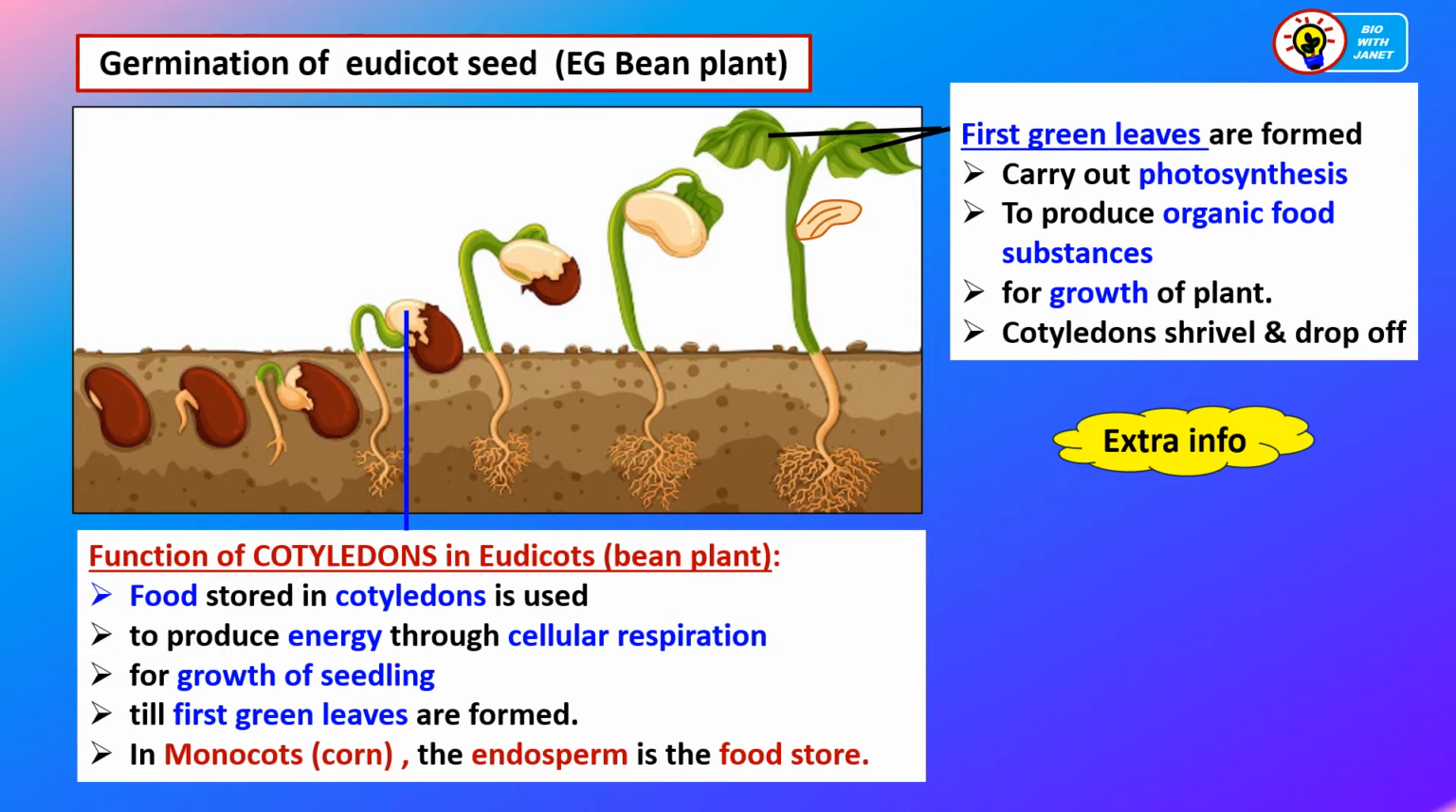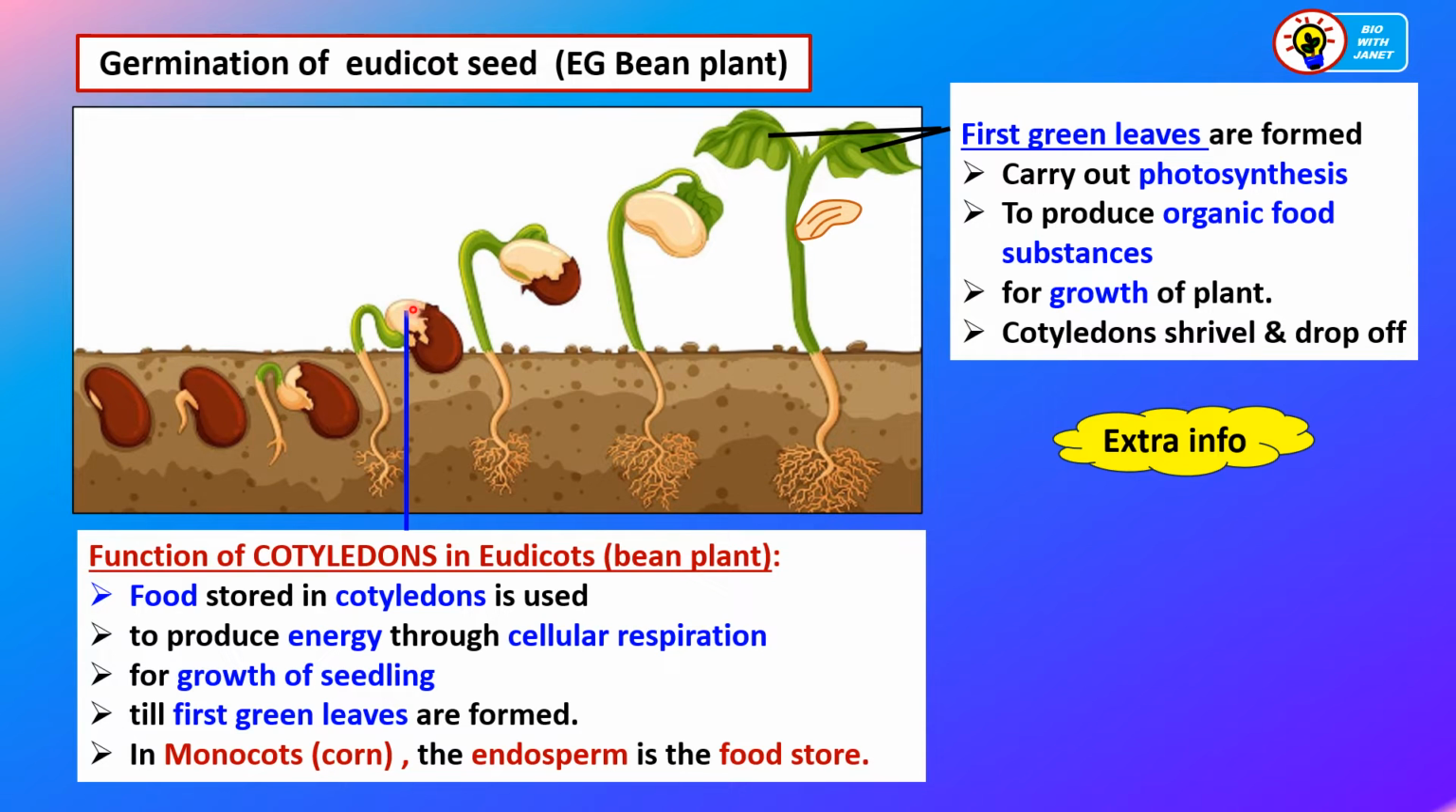So here we see the germination of an eudicot seed, such as the bean plant. Okay, so this is some extra information to understand the function of cotyledons. Here we see the seed start to grow the young roots, and it's also in the process of growing the young shoots. Okay, so as it grows, it will use the food stored in the cotyledons here. Now let's look at the function of cotyledons in eudicots, such as the bean plant.